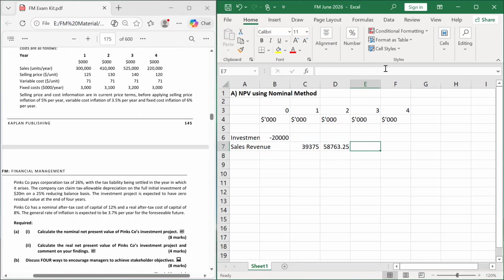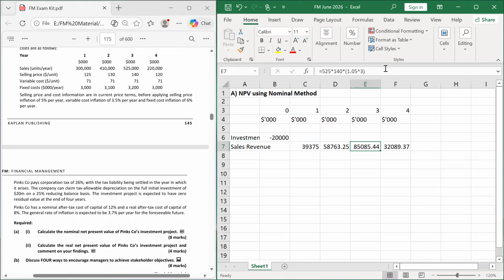Then comes year 3. The sales units for year 3 are 525,000, so we are doing the working in triple zero. So 525 times selling price of 140, and you have to inflate the selling price. So now I will do it in that way, 1.05 power 3. Then again for year 4, it is equal to 220 times 120 times 1.05 power 4. So these are the answers. Okay, these are the figures.